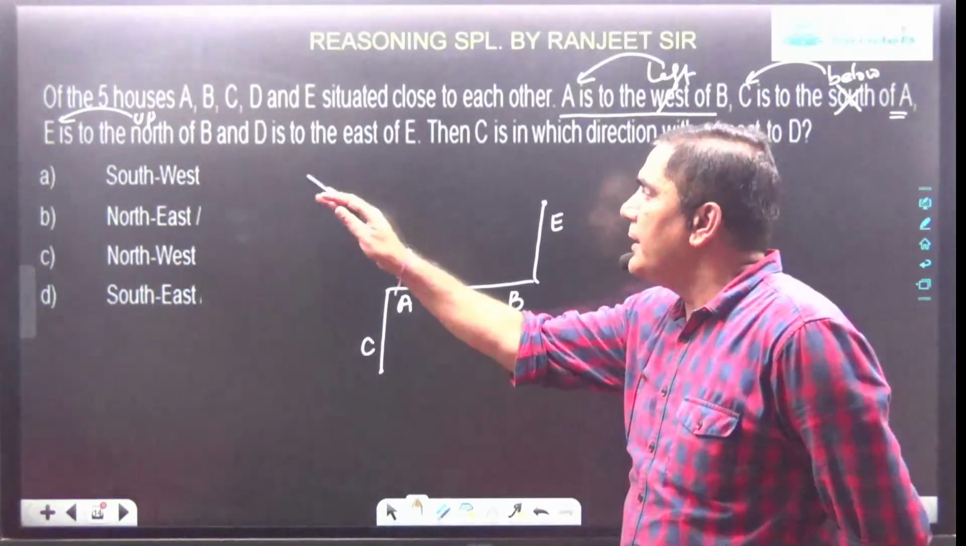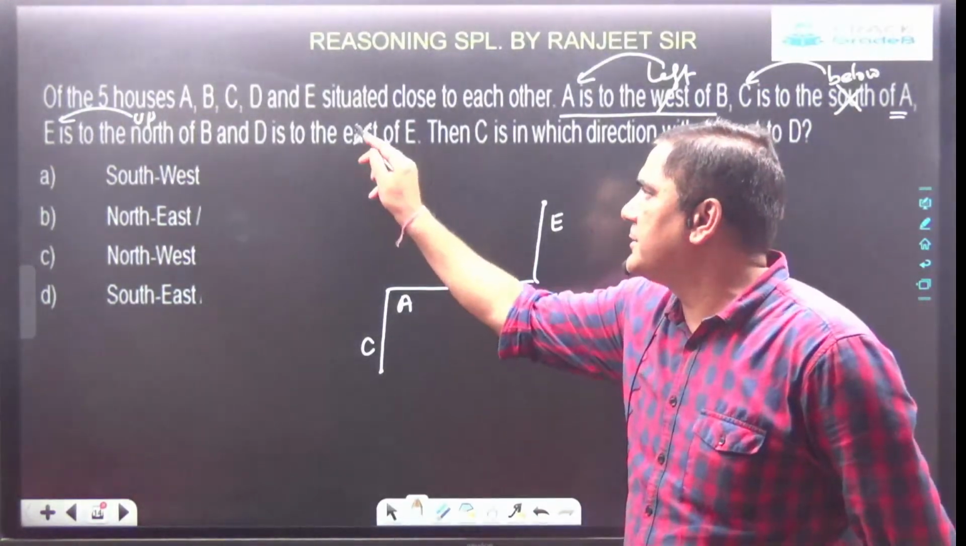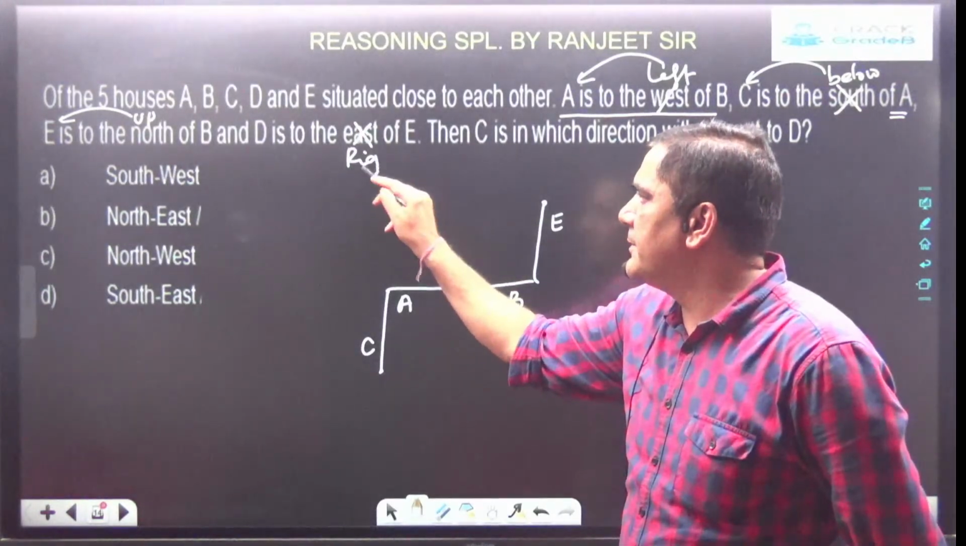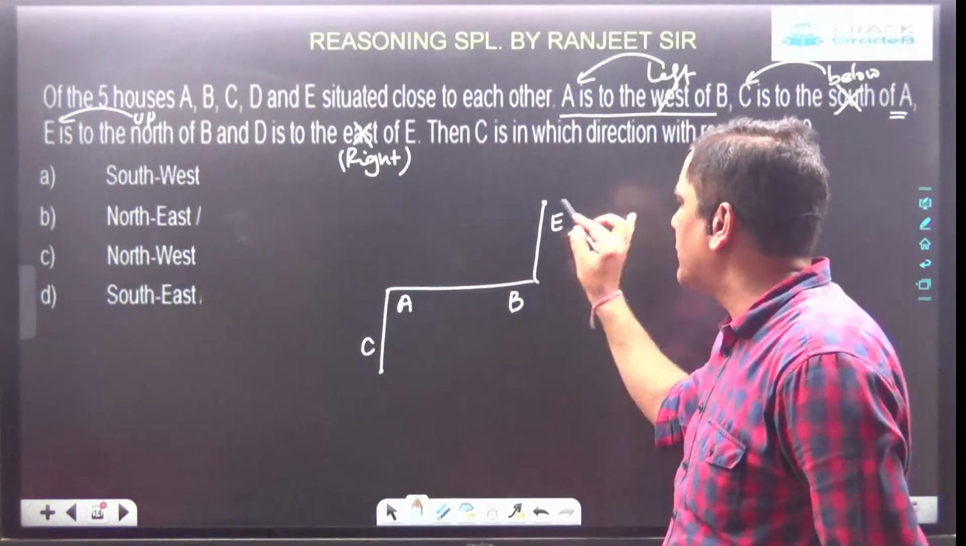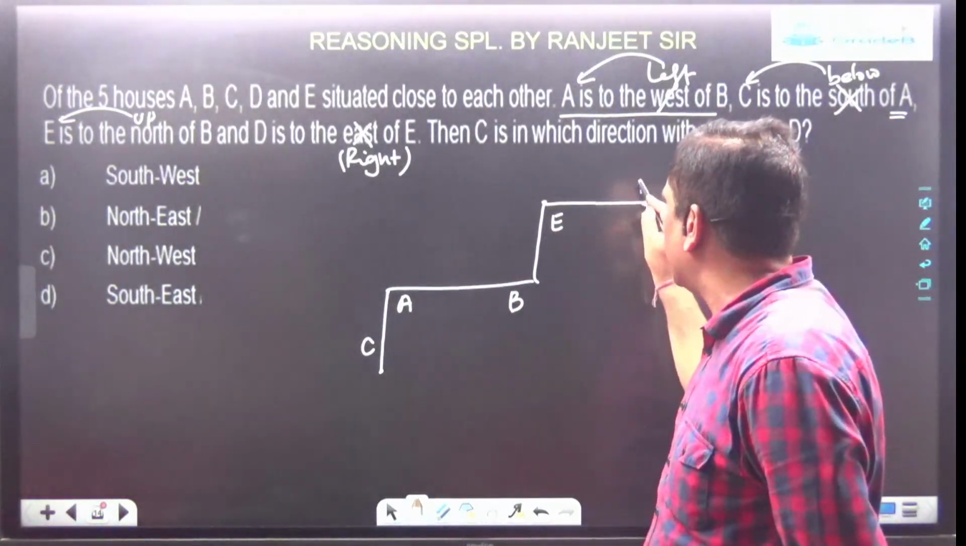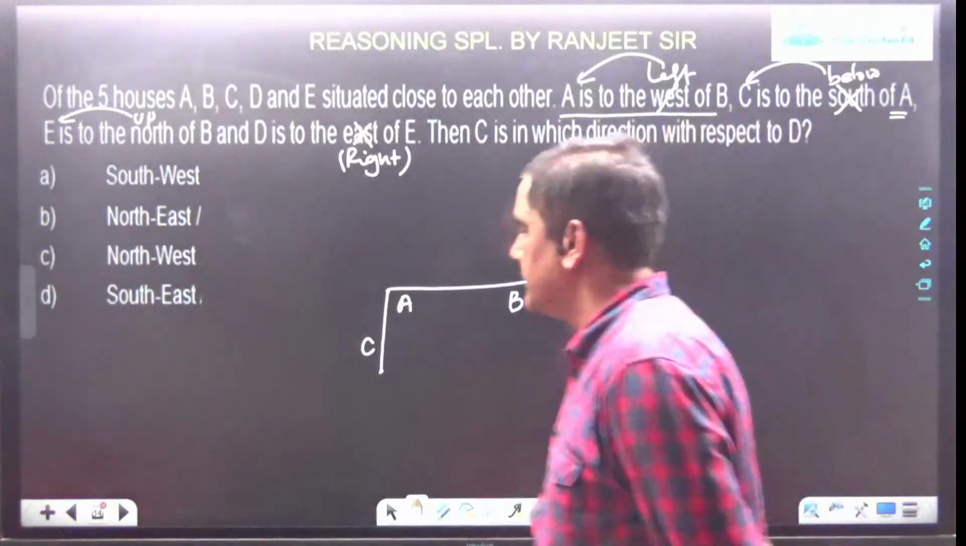And last one. D is to the east of E. East means what? Right. So I will say D is to the right of E. So E is over here. So right of this will be D. Clear?